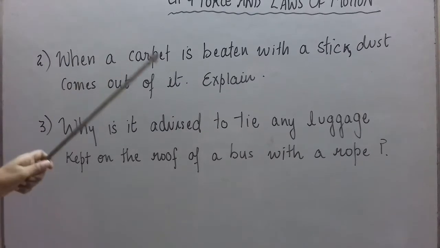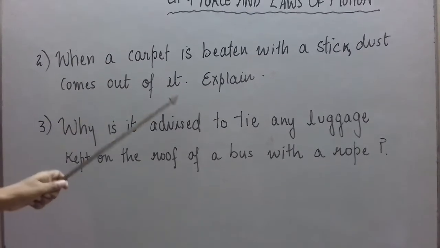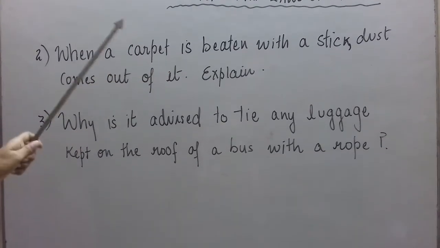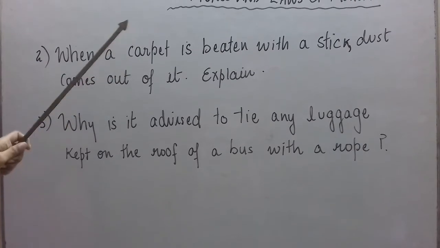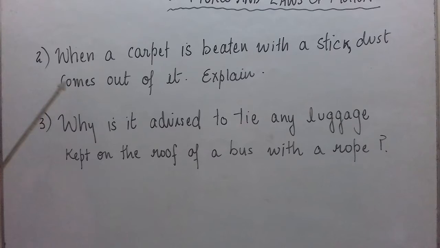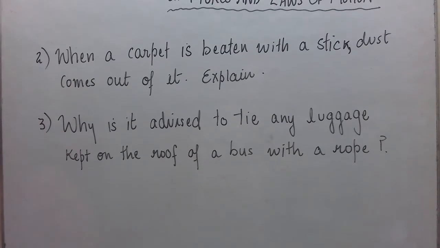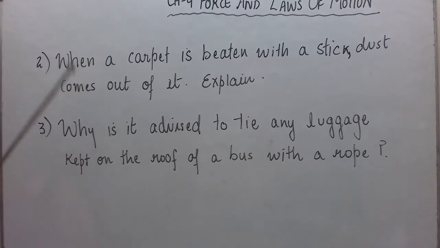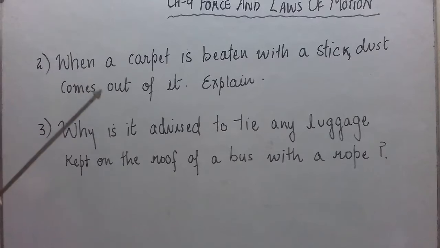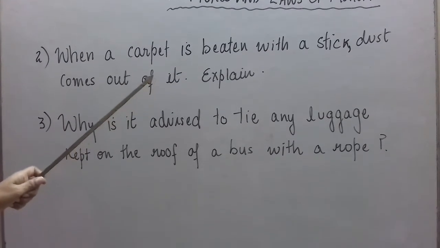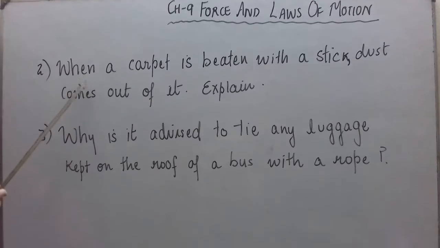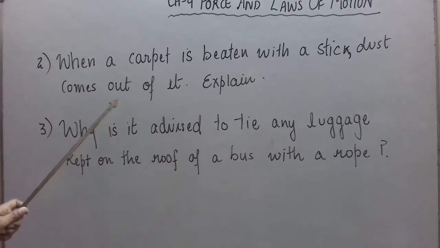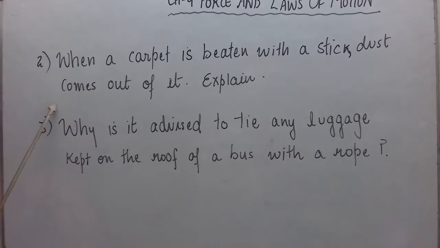So when a carpet is beaten with a stick, dust comes out of it. Explain. Here we will say that when we beat the carpet with a stick, the carpet comes into motion, but the dust particles remain at rest due to inertia of rest, and finally due to gravity they fall down, and hence the carpet also gets cleaned. So basically, these words, due to inertia of rest, should not be missed from the answer. A complete explanation is required with these words. I hope this is clear to you.